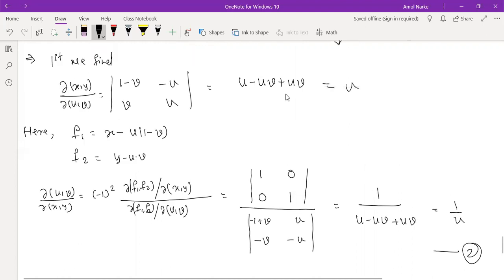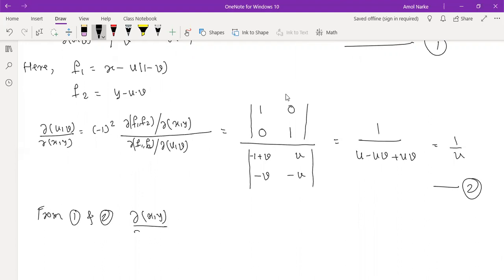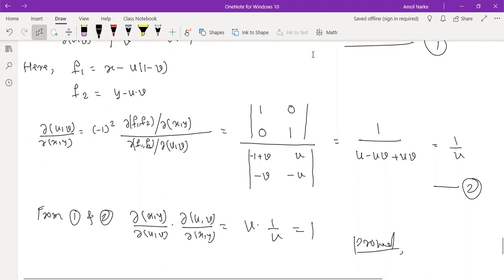We can call this equation 1. So from 1 and 2, Jacobian of x y with respect to uv into Jacobian of uv with respect to xy is equal to u into 1 upon u, which is equal to 1. Good. Got it?